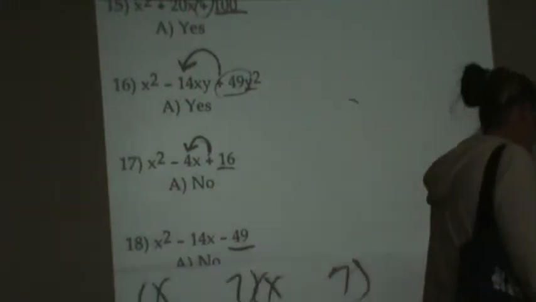Here, right here. 49, 7 times 7. Do those subtract to give you 14? No. If that was a plus, it would have been okay. The trinomial square always has to have a plus here. So this one is a no.